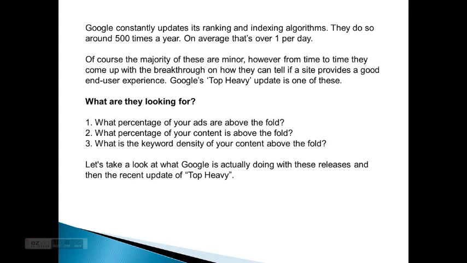So what are they looking for? What percentage of your ads are above the fold? What percentage of your content is above the fold? And what is the keyword density of your content above the fold? Let's look at what Google is actually doing with these releases and with the recent top-heavy update.